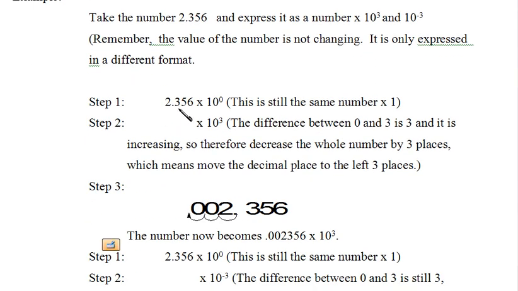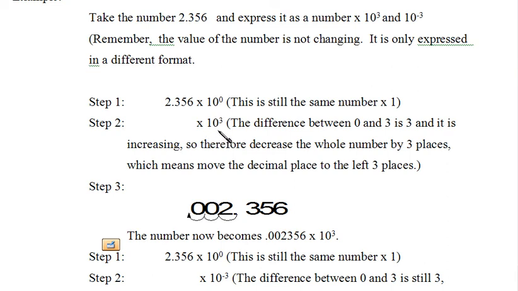You take the 2.356. Because it doesn't have a number times 10 already, we just say it's times 10 to the 0. And again, this is just 1, so it's still the same number. The next thing is we're going to write the new exponent underneath the 10 to the 0.